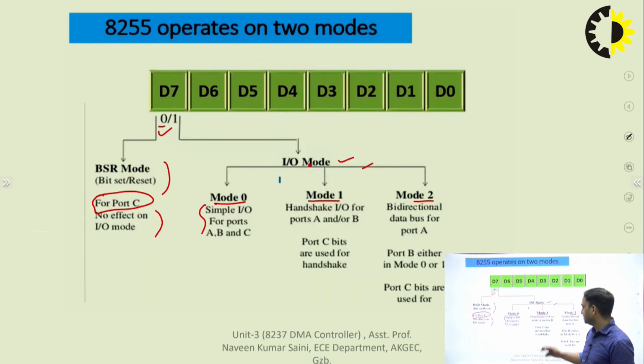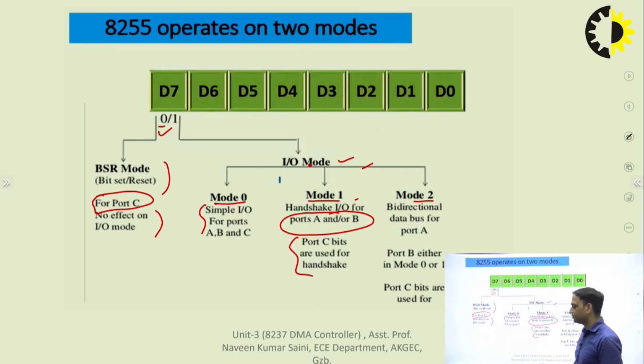So here we can see mode 1 is used for the I/O connections, using port A and port B, but port C is only used for the handshaking signals. Then we have mode 2, which uses the bidirectional data bus for port A. Then port B is either in mode 0 or mode 1. Port C is used for the handshake. Okay, so this will be used as the handshake signal.